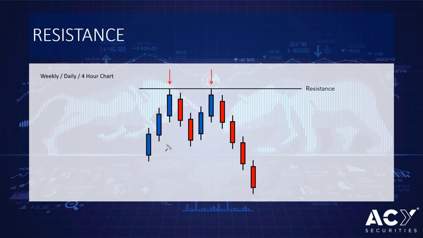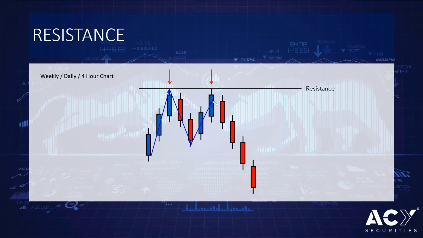Okay, let's now go through what resistance is. It's really the opposite of support, and again I like to look at this on the weekly, daily and 4-hour charts, put my lines in. Price moves up and puts in a high point, pulls back. Once you've got your swing point high in, draw a horizontal line across because that may well be resistance if price comes back to that level.